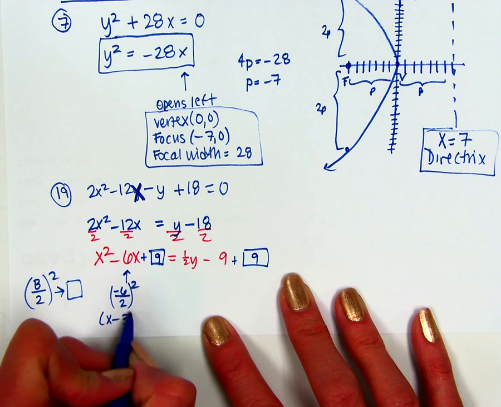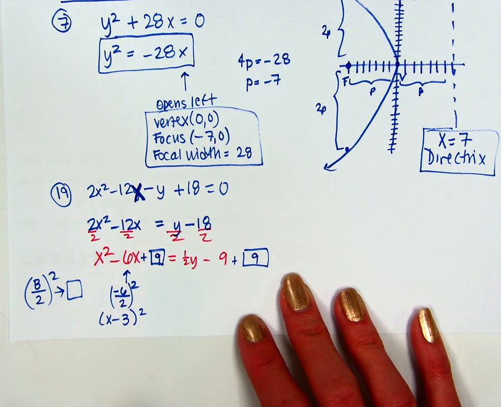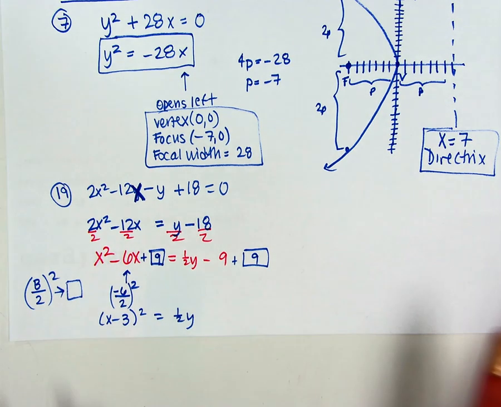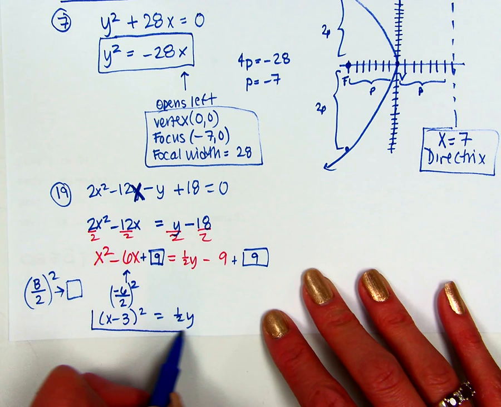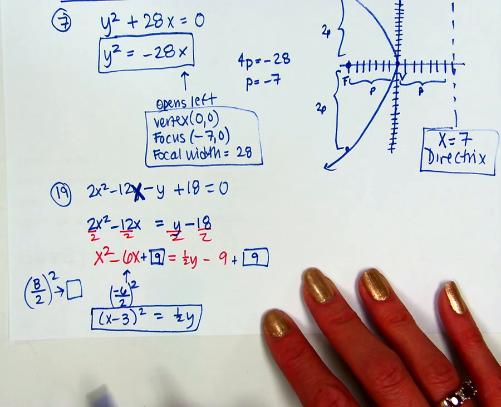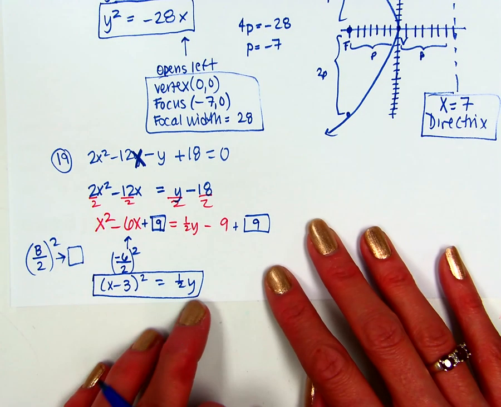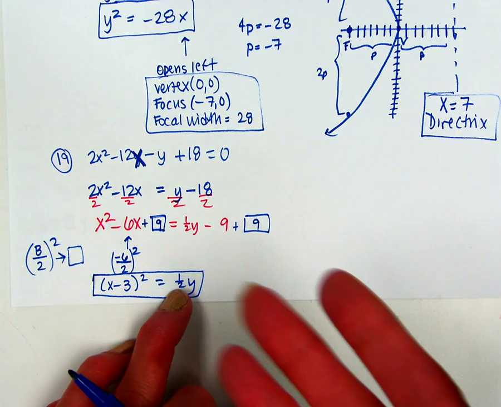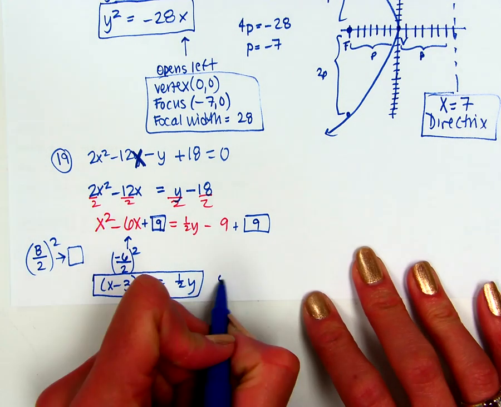X minus 3 times itself. So we'll call that x minus 3 squared. This is 1/2 y, and the negative 9 and 9 cancel out. So now I have it in the correct format. Because it's x squared, I know that it's going to open in the y direction. Since the coefficient of y is positive, this means it's going to open upwards.